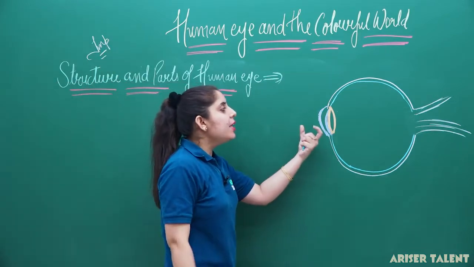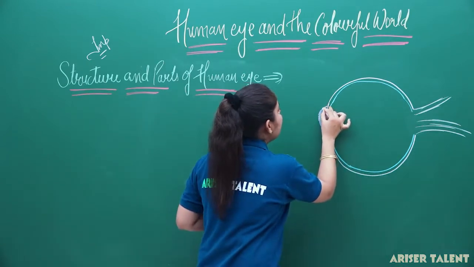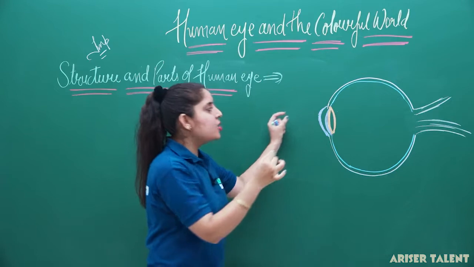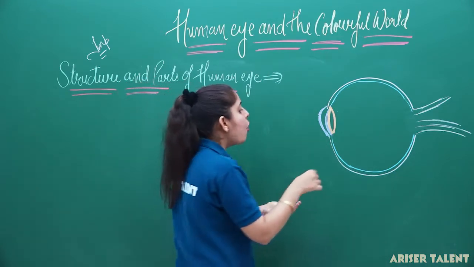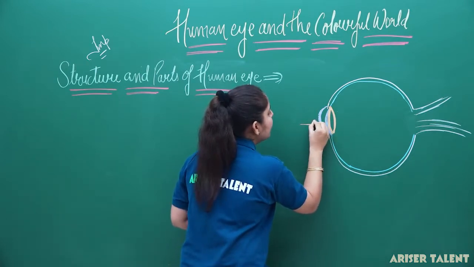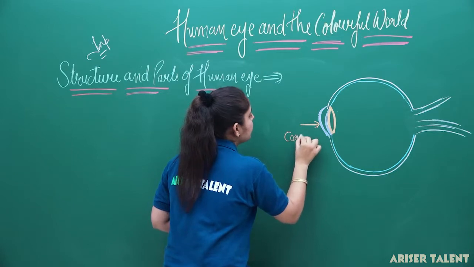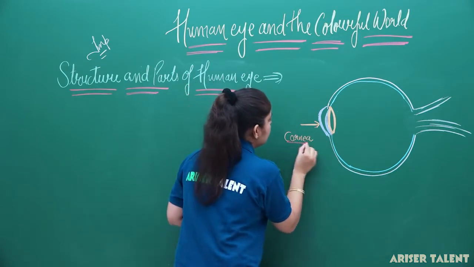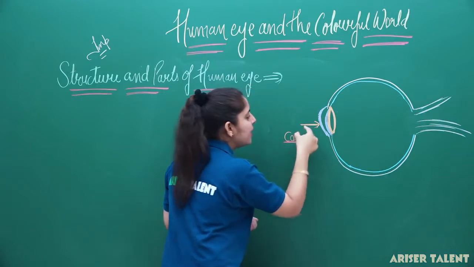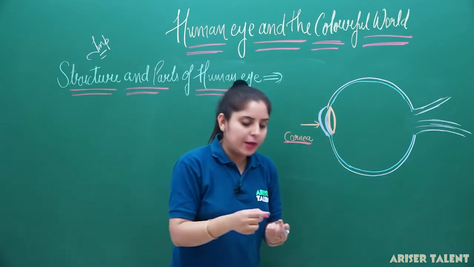Now, in the human eye, firstly, you can see this bulging part which is bulged outside. This bulging part is actually our cornea. This bulging part that I have drawn in purple color is the cornea. So the part which is bulging outside is the cornea, and I'm going to tell you now what the function of that cornea will be.